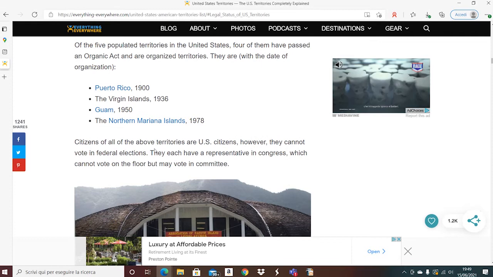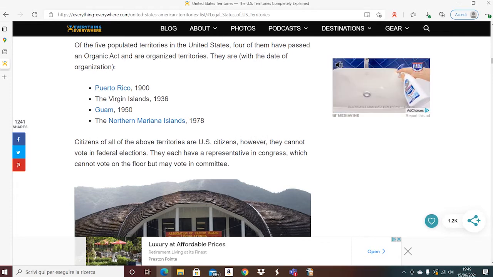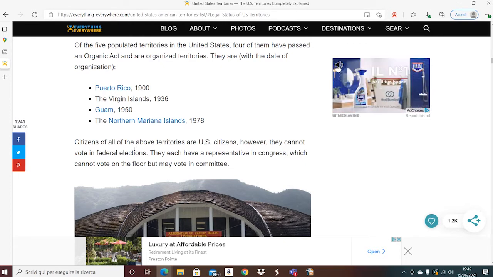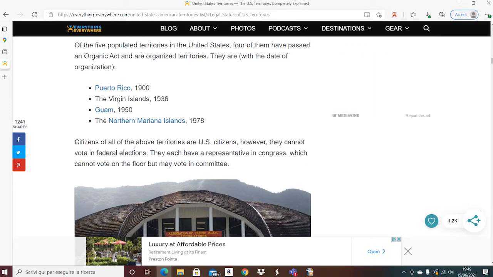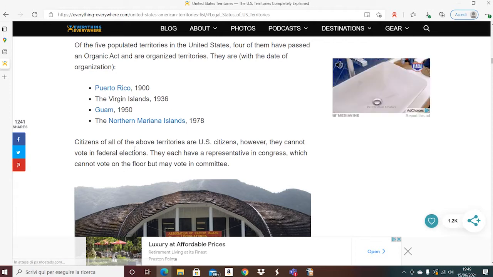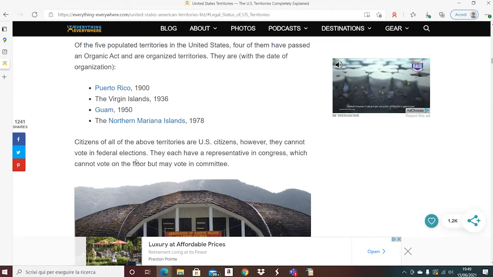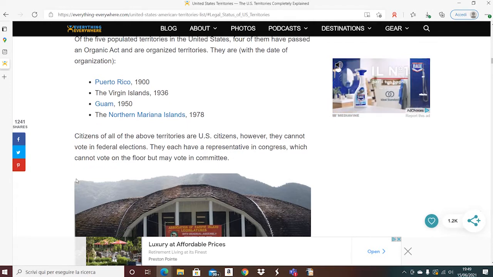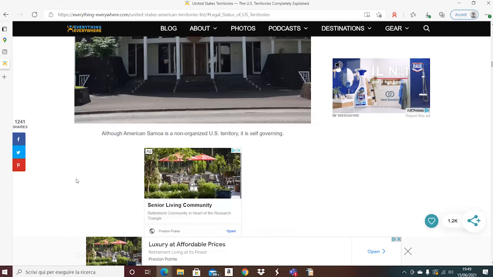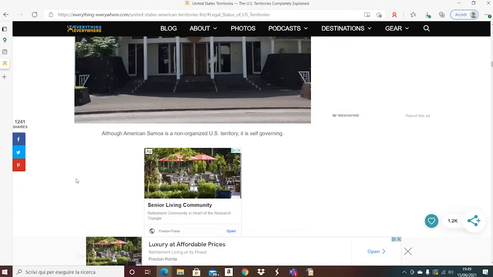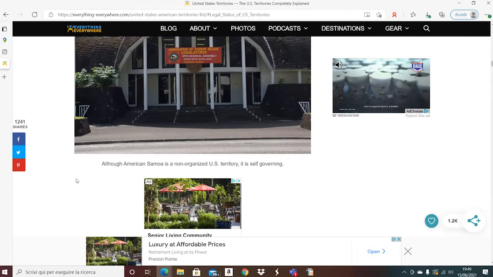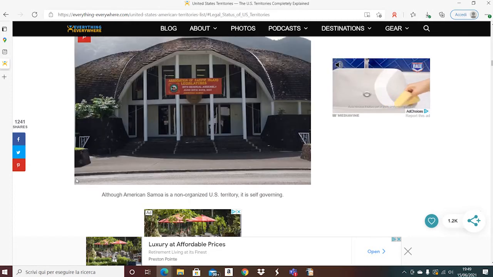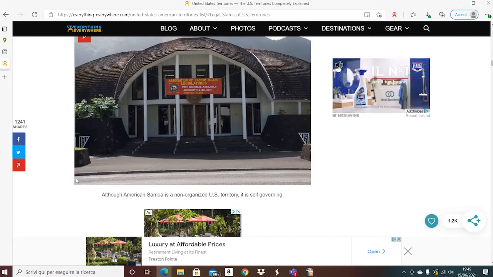Citizens of all of the above territories are US citizens. However, they cannot vote in federal elections. They each have a representative in Congress, which cannot vote on the floor, but may vote in committee. Although American Samoa is a non-organized US territory, it is self-governing. So the only exception is American Samoa.